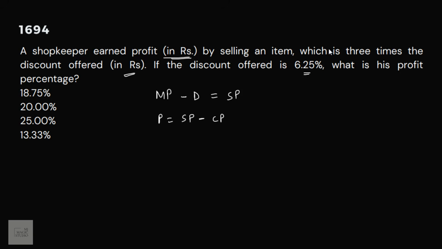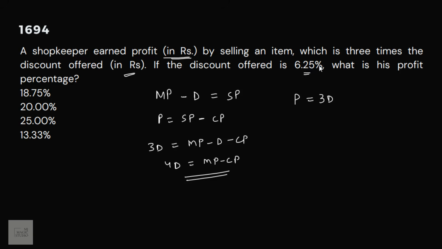Now it says that profit is equal to 3 times the discount offered, 3D. That means P is 3D, SP is MP minus D minus CP, which is 4D. MP minus CP is 4D, 4 times the discount amount.